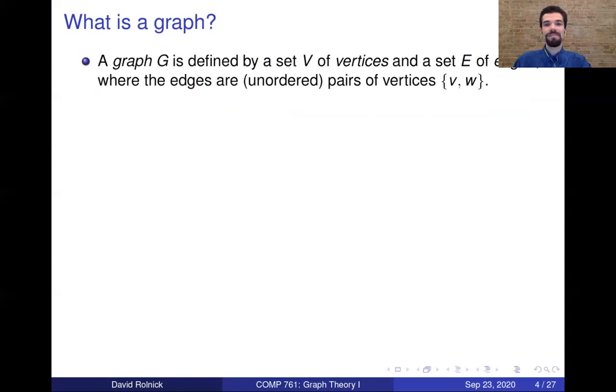Okay, let's get started out with graph theory. What is a graph? So a graph is defined by two things, a set of vertices and a set of edges. The edges are unordered pairs of vertices. So they're unordered pairs from the set of vertices. Vertices are also called nodes.